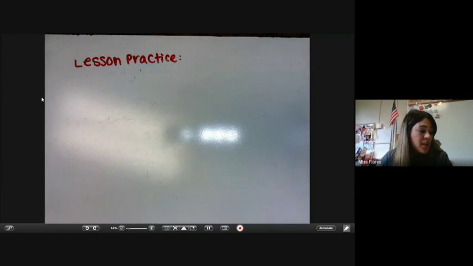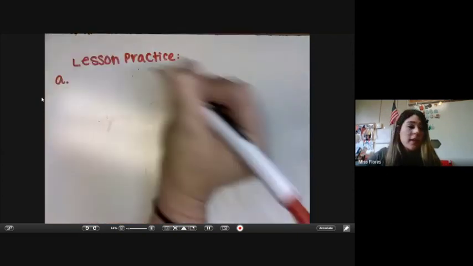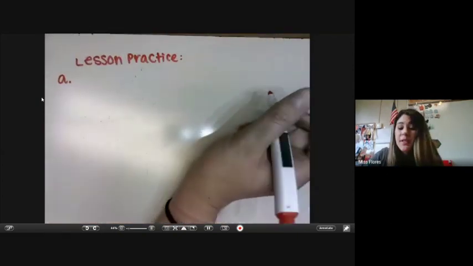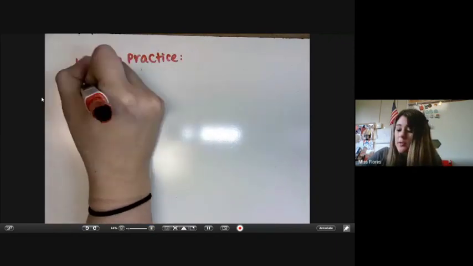It says to estimate the product or quotient, then find the exact answer. So the first thing they ask us to do is to estimate, and then we need to find the exact answer. Okay, so let's look at lesson practice A. The numbers they give us are 58 and 23.